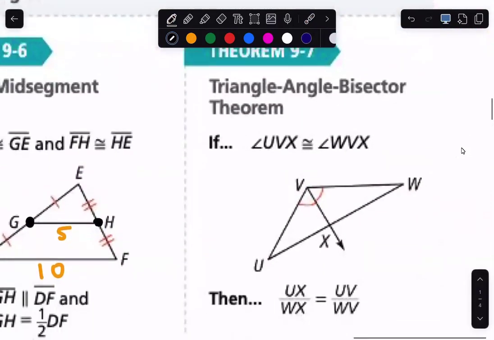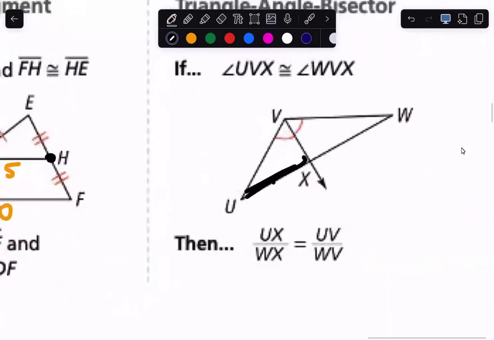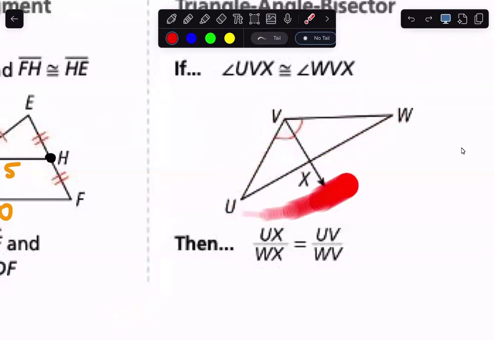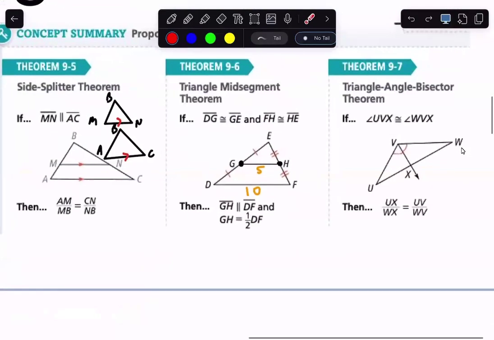The last one, the triangle angle bisector theorem, states that if angle UVX is congruent to angle WVX, then the base sides, so this side UX, is proportional to WX, and then UV is proportional to VW. It'll make more sense once we do practice problems, but that's pretty much the three theorems that we're going to focus on today.